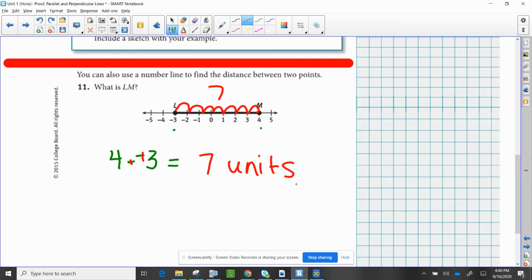And remember, a distance has to be positive, okay, because it's a length of something. So even if you got a negative sum here or a negative difference, you would just take the absolute value of that. But I just wanted to point that out really quick.